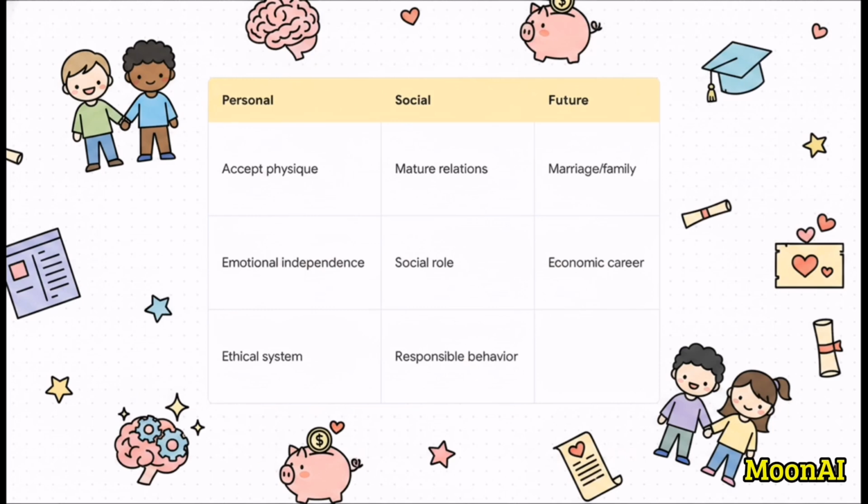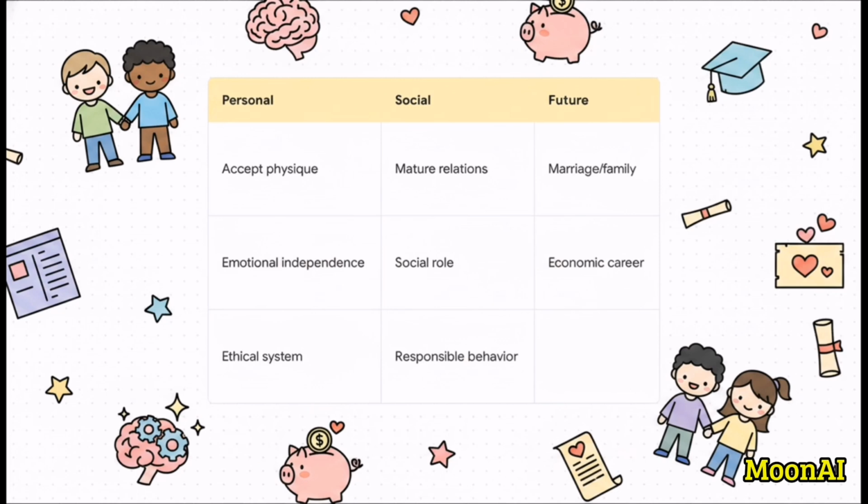4. Achieving emotional independence of adults. 5. Preparing for marriage and family life. 6. Preparing for an economic career. 7. Acquiring values and an ethical system to guide behavior. 8. Desiring and achieving socially responsible behavior.